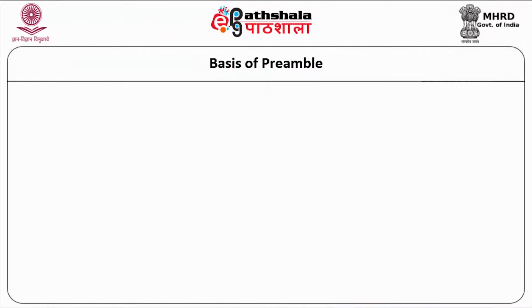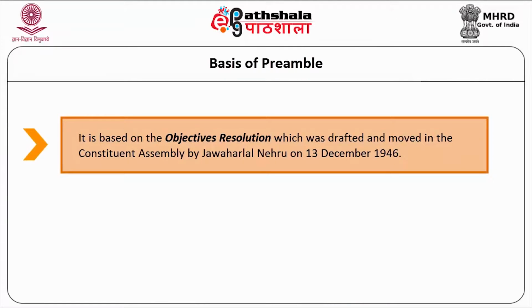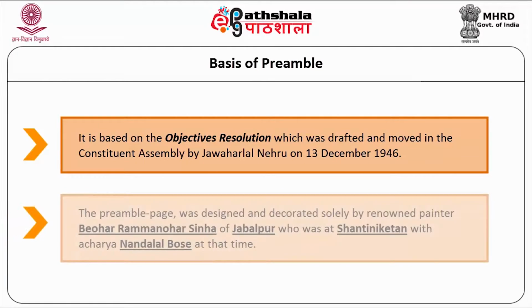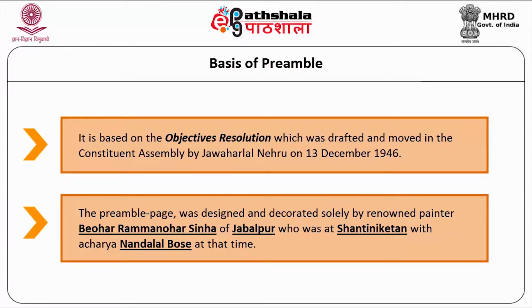First of all, we need to know what is the basis of the preamble. The preamble was basically taken from the objective resolution moved by Pandit Jawaharlal Nehru in the Constituent Assembly on 13th of December 1946, and the preamble page was designed by Beohar Ram Manohar Sinha of Jabalpur, who was at Shanti Niketan with Nandlal Bose at that time.